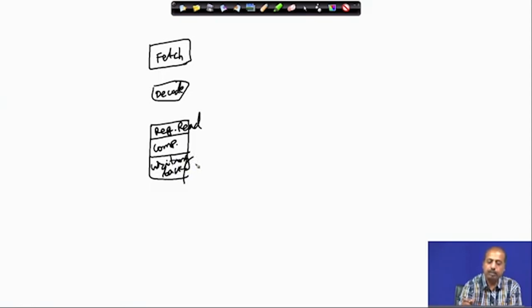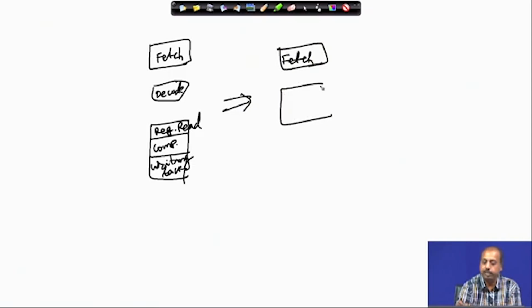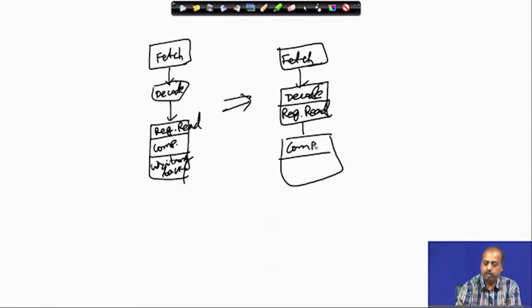Now, what we have done in the modified version is that we have this fetch, but the decode is made complex. So, decode has 2 stages now, decode and register read. Then we have the execute one, which has the computation and the writing back, these 2.